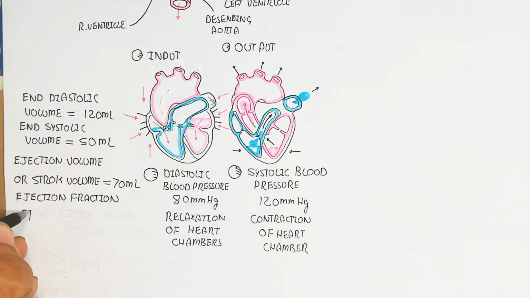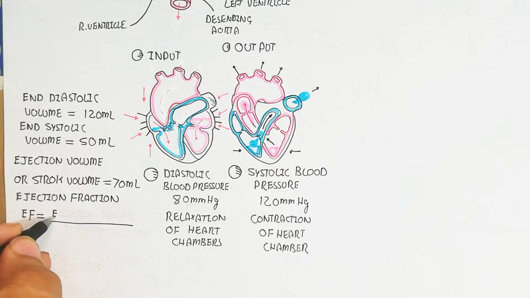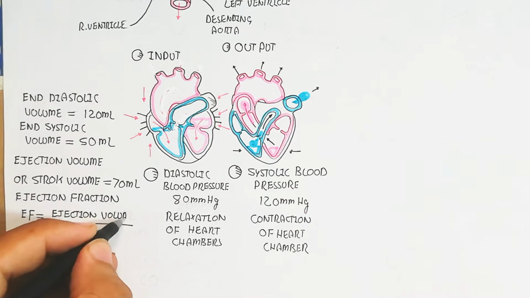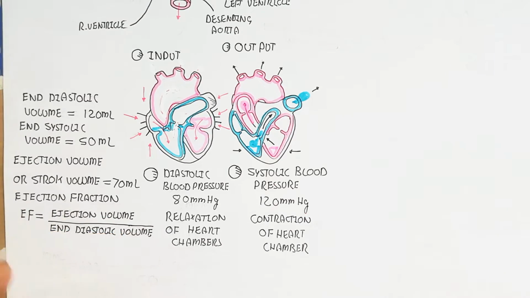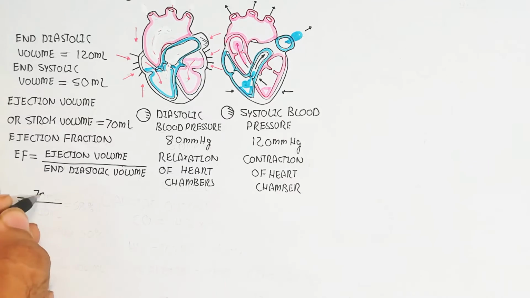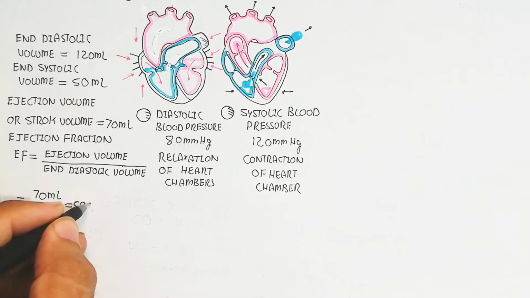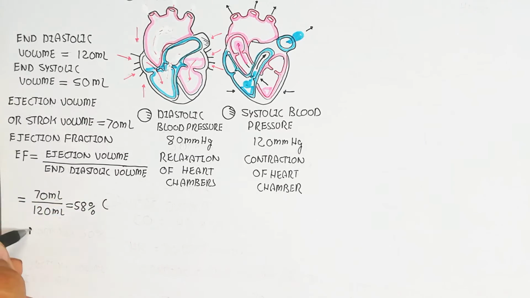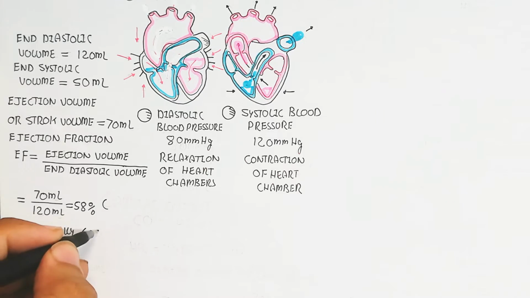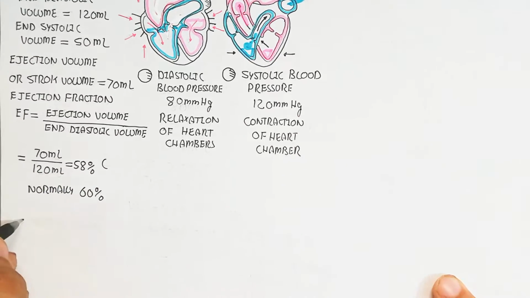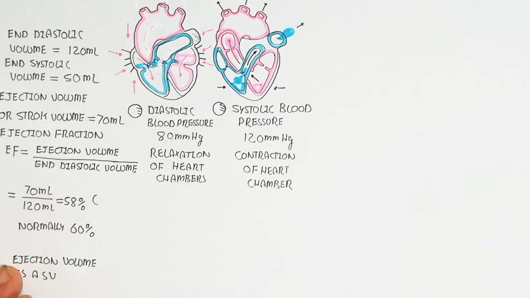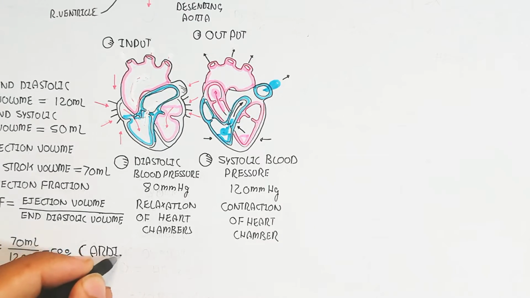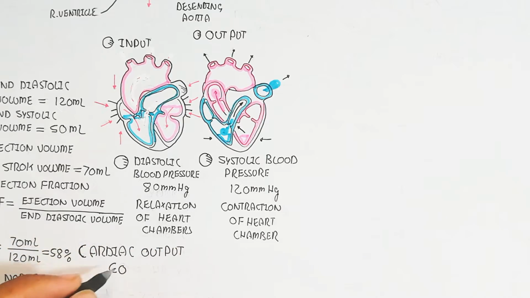Because the ejection fraction is equal to the ejection volume divided by the end diastolic volume. So the end diastolic volume we will divide in this way. Here you can see 70 ml over 120 ml is equal to 58%, and normally 60% will be ejected while the 40% will remain in the ventricle.